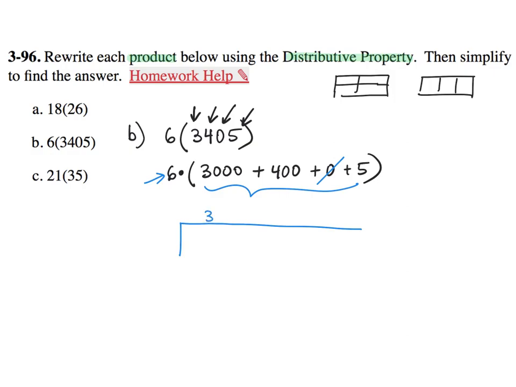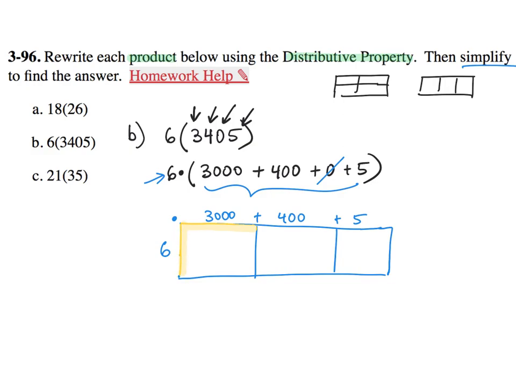So we're going to have 3,000. We're going to have the 400 and then the 5. So we're going to be distributing with the 6. Let's separate and show our work. Remember, we're using multiplication, and after that we're going to simplify by adding those areas. Looking at the first one, we have length of 3,000 times 6. So let's show work.